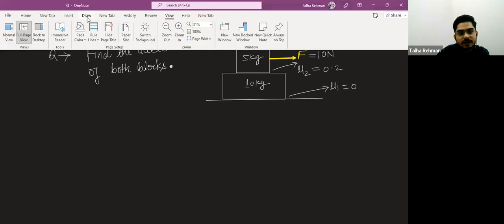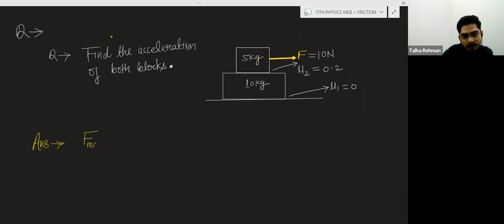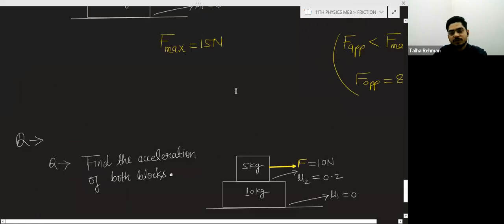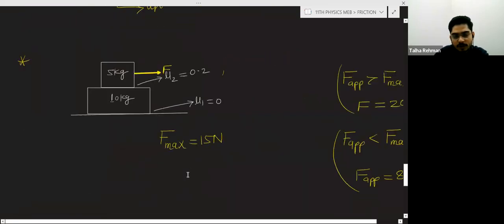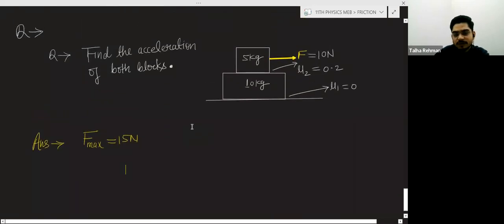First, you will find the value of the maximum force that can be applied on the block so that both blocks will move together. In this case, we have calculated it already, 15 Newton, for the same question I have taken. So 15 Newton was the maximum value of the force. Now we are applying 10 Newton.